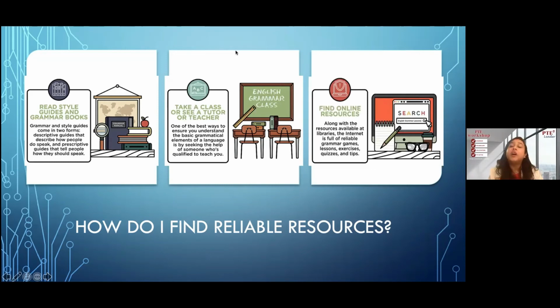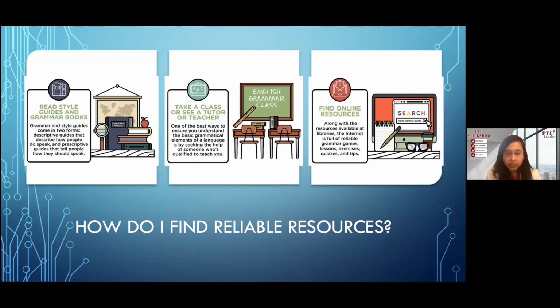The third one, find online resources. So obviously there are online libraries, online dictionaries, online thesaurus, online quizzes, online plays, games, and there are lots of websites as well where they share all the different tips, strategies, and rules for grammar in English. So yeah, if you can find such websites for free, those are really nice resources to improve your grammar.